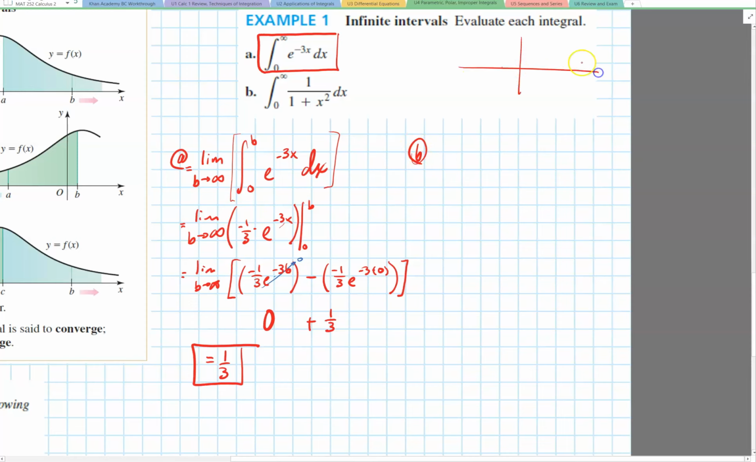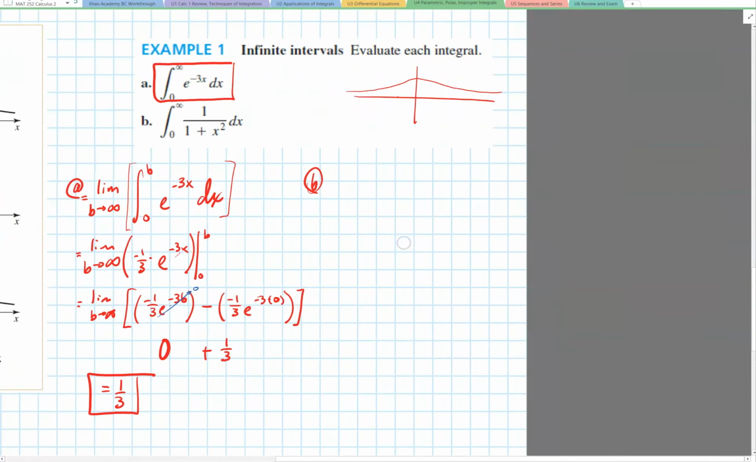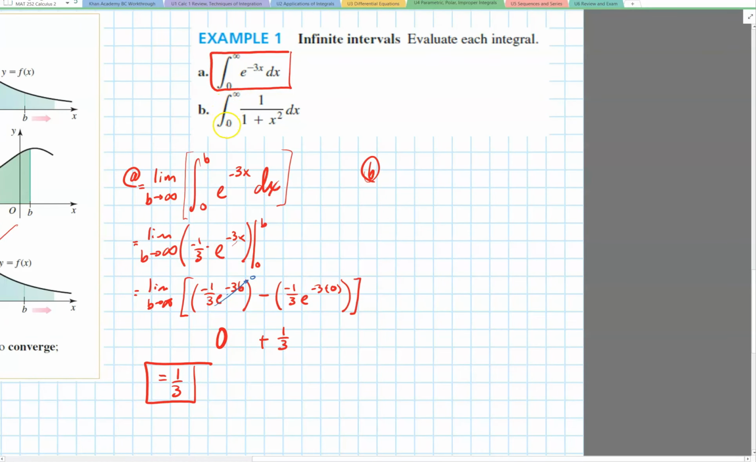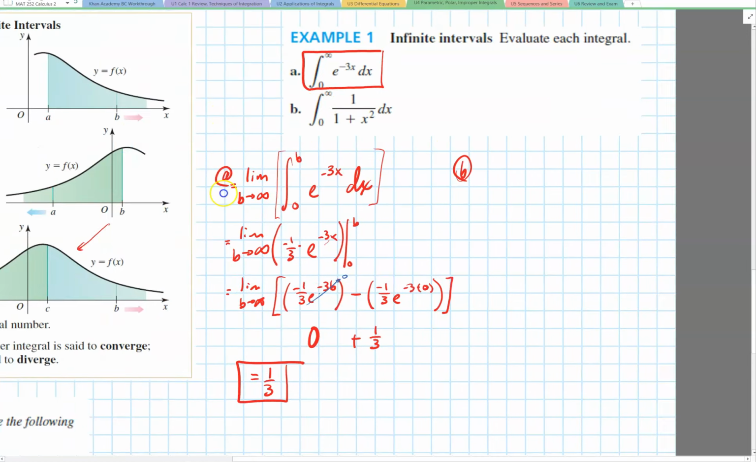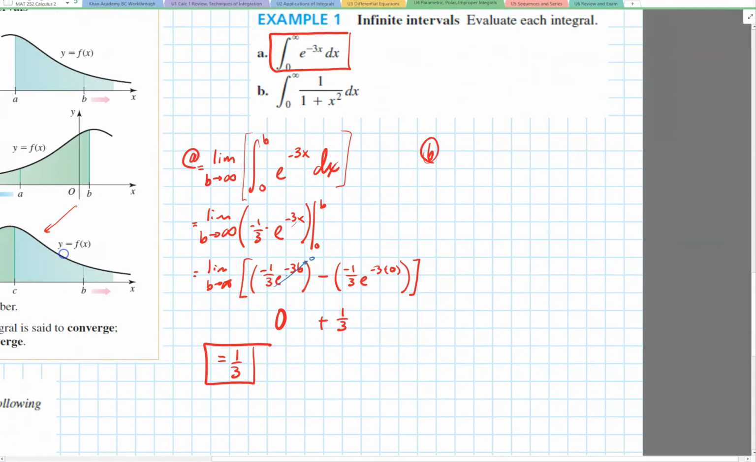Now in part B, we have the graph of 1 over 1 plus x squared. That's a graph that looks something like this. It looks remarkably similar to this example over here, although the peak of the curve is located at the origin for question B. Now in this case, we are again looking for an integral between 0 and infinity, so I'm going to follow this first pattern again. Even though the picture looks like pattern number 3, we're using this pattern number 1. We're starting at some arbitrary value and approaching infinity.